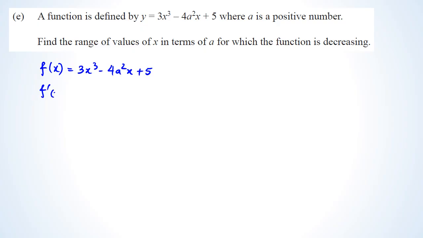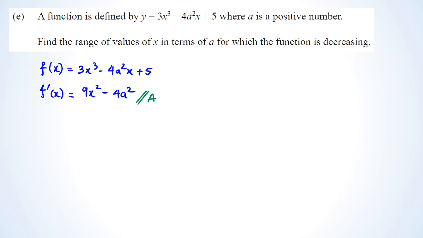So when I differentiate it, f dash of x will become 9x squared minus, be very careful with this, people start differentiating a squared, but a squared is a constant, so the only thing that gets differentiated is x, so you're left over with 4a squared. So that's f dash of x. Getting up to here gets you an achieved.